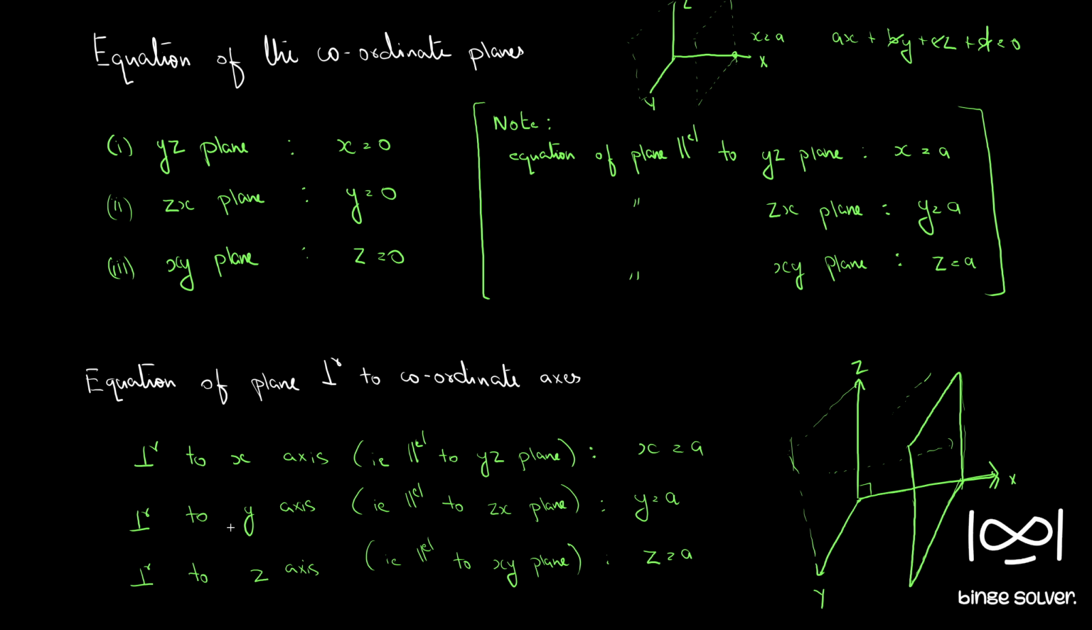Similarly, a plane perpendicular to the y-axis will be parallel to the zx plane, and the equation will be y equal to a. And a plane perpendicular to the z-axis will be parallel to the xy plane, and that equation will be z equal to a. So you can just try drawing the figure, and you will see that the planes represented by these equations will be perpendicular to these axes respectively.